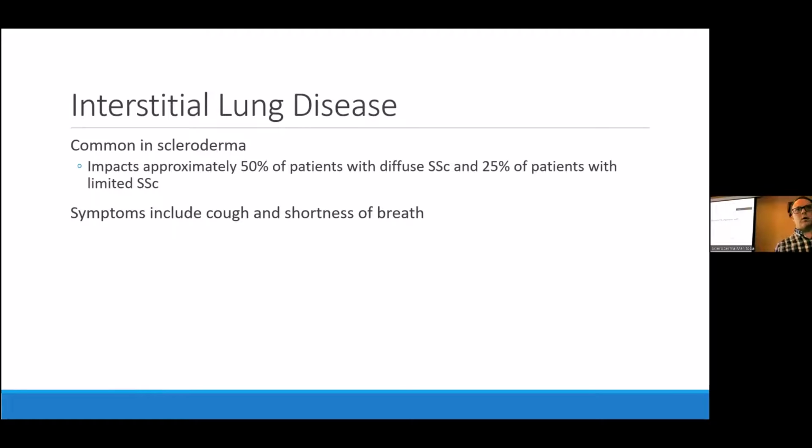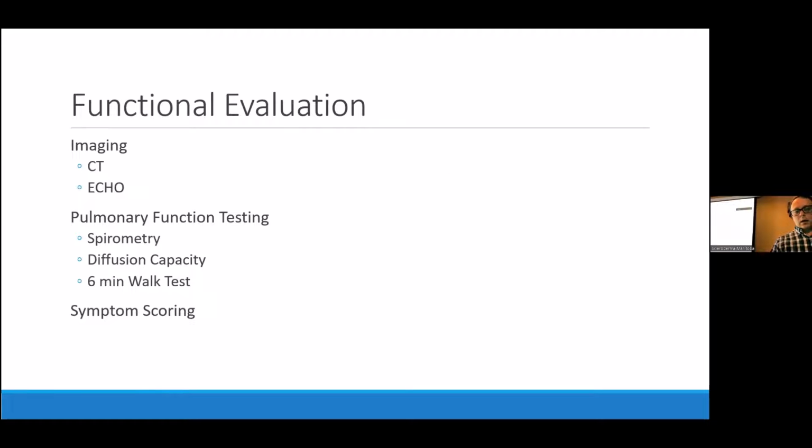I send all this blood work, look at different things that they may not have noticed on their body, and sometimes that's how, again, we make the diagnosis of scleroderma. In terms of what sort of testing I do for my patients, it's common for me to order repeat CTs to monitor for disease progression. Oftentimes I'm ordering the echocardiogram, again, to look for co-occurring pulmonary hypertension.